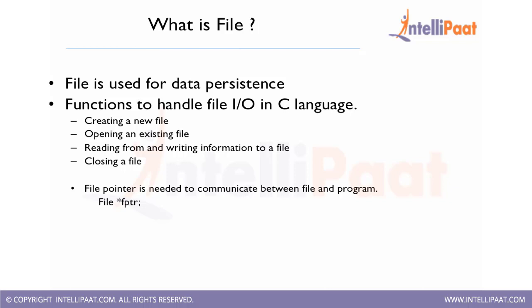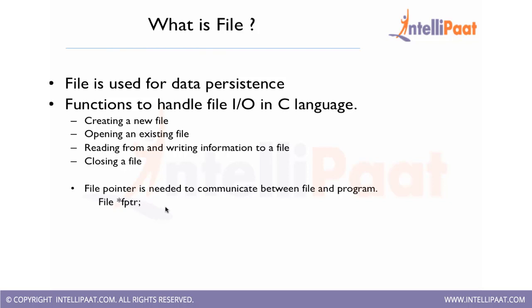Functions to handle file IO operations in C. What all functions can we use? We can create a new file. We can open an existing file. We can read and write on an existing file, and we can close an existing file. To do a file operation on a particular file, we have to know the absolute path of the file, where it is stored in our memory. Then only we can perform the file operation.